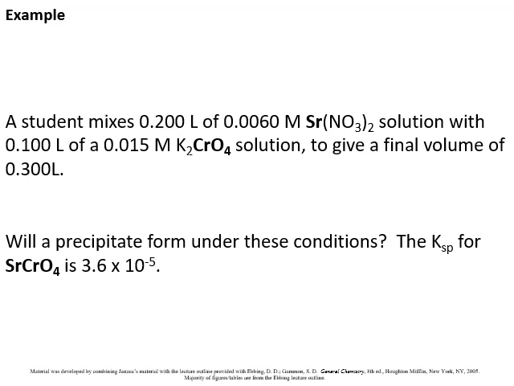Potassium, again, always soluble. So what is that telling us? It's telling us that the only possible way you could get a precipitate out of these two things, if you mixed them together, would be to get strontium chromate. So that's what we're looking for. Now, they gave you the KSP for that. That's a dead giveaway that's what you're supposed to work with.